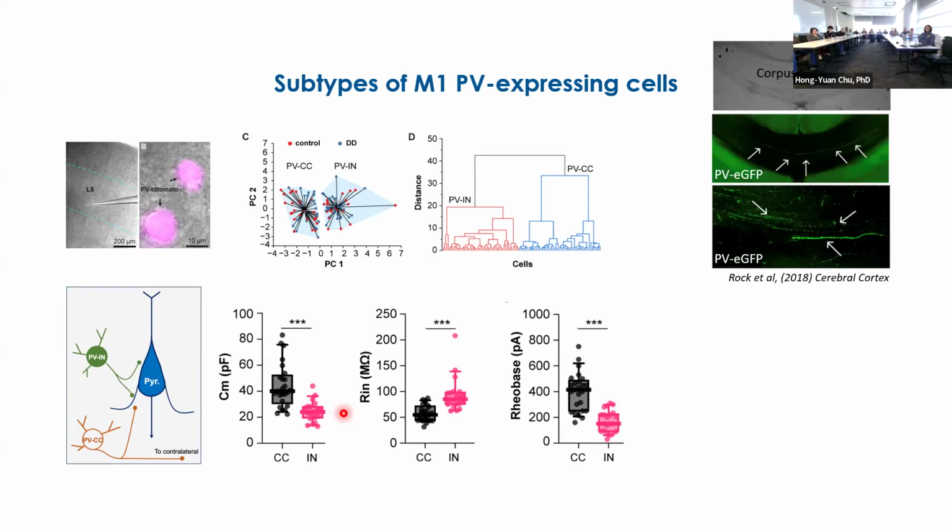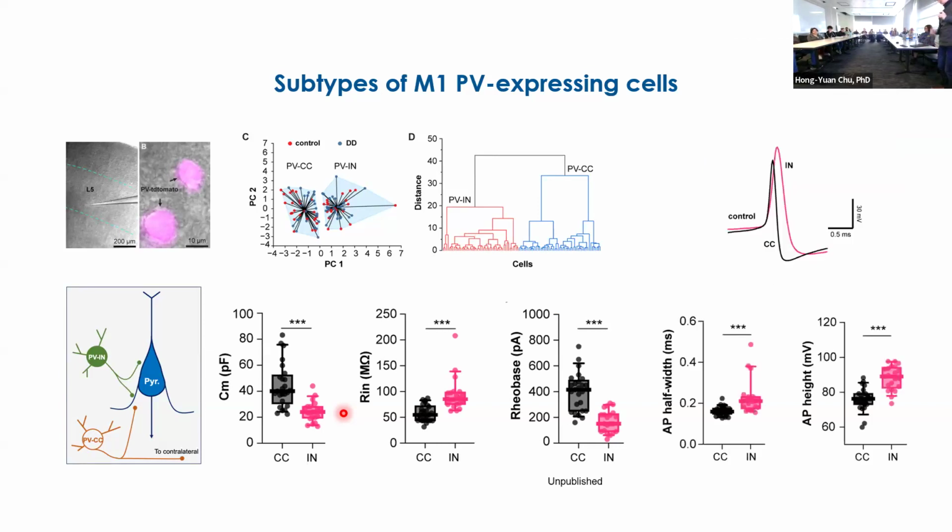They are very different regarding a variety of membrane properties. The PV-CC cells are bigger because they have much bigger cell capacitance. They have a lower input resistance, and they also have much higher rheobase current. The PV-CC cells, which project to the contralateral hemisphere, also have a narrower and smaller action potential compared to classic interneurons. So the question would be whether loss of dopamine affects both or either subtype of PV cells.